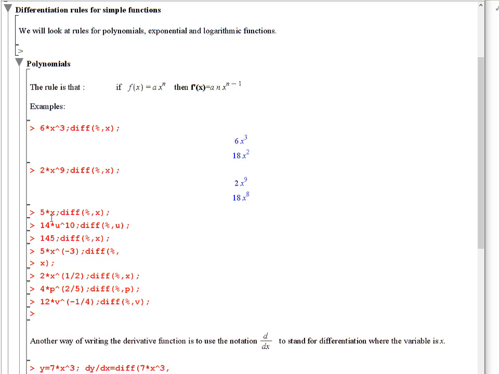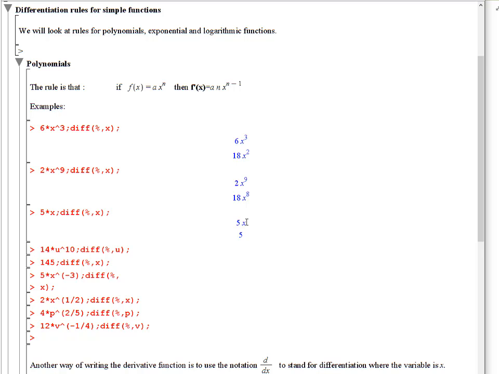Here we've got 5x. How am I going to differentiate that? It looks quite simple, 5x. Try to predict the answer. The clue is that 5x is the same as 5x to the power 1. So that becomes 5 times 1 is 5. x to the power 1 goes down to x to the power 0, which is 1. So what looks like a simple rule suddenly becomes a little bit harder, but you have to imagine there's a 1 here, so 5 ones is 5. x to the power 0 is the same as 1, so it's 5 times 1, which is 5.